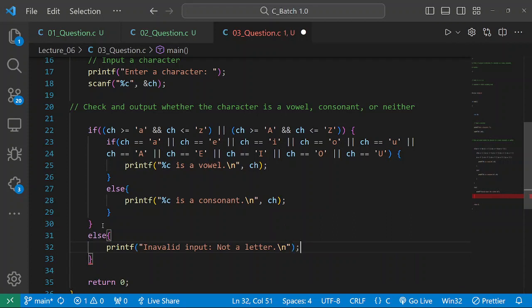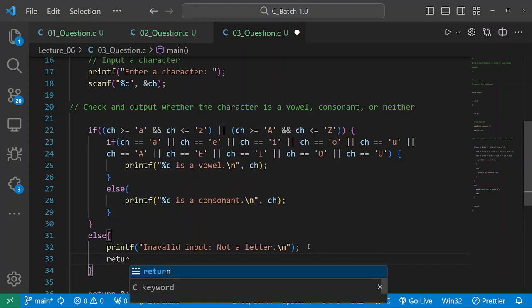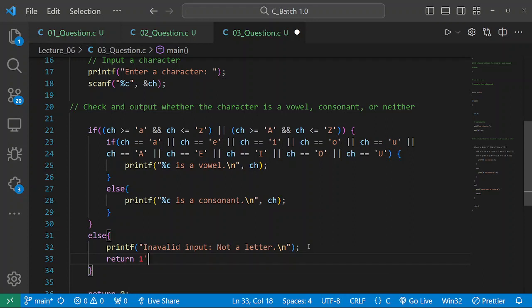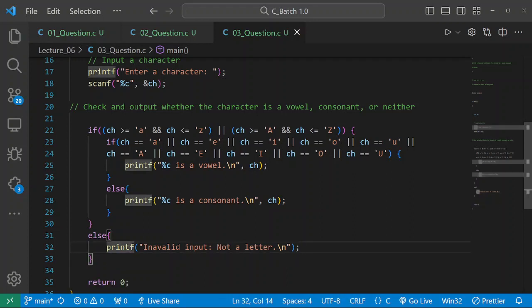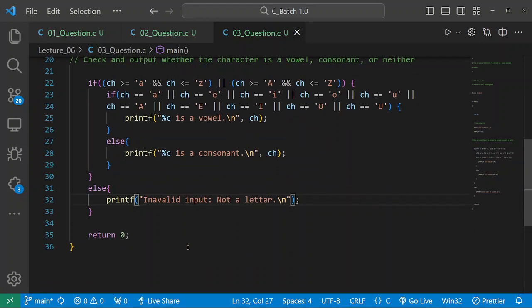Okay, this is not an error. Someone will be thinking, oh, this is an error, I will write return 1. But listen to me carefully, this is not an error, this is an invalid input. Error means you are getting some error, like after dividing by 0, you get an error. Okay, so I think I have done with my code.